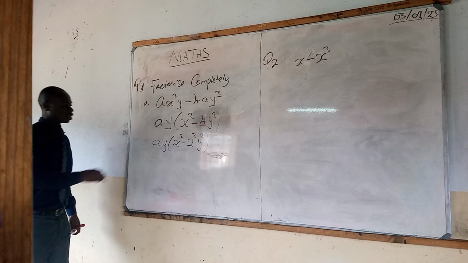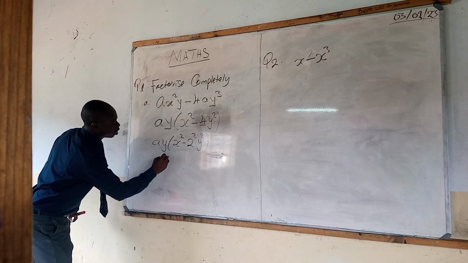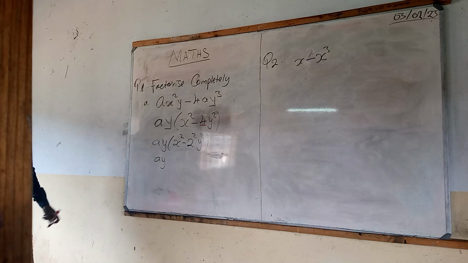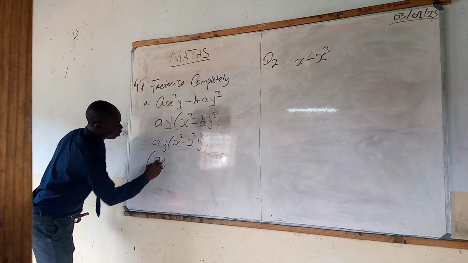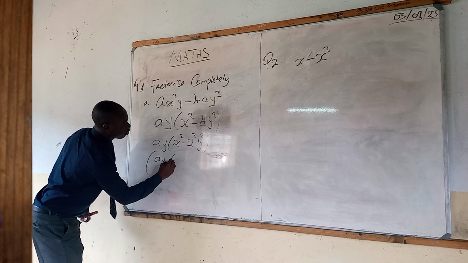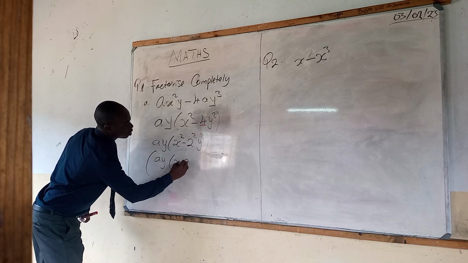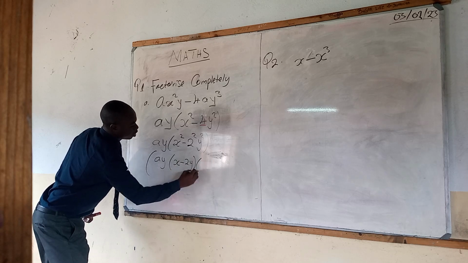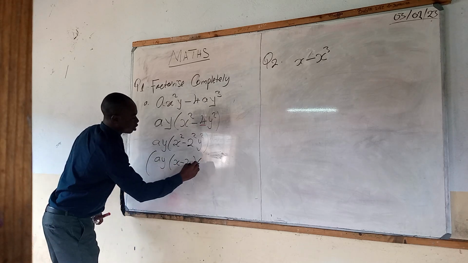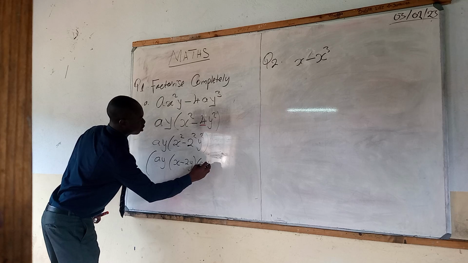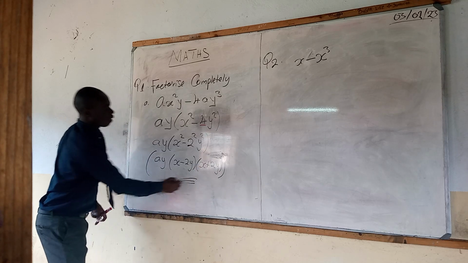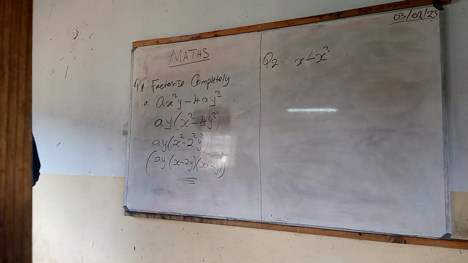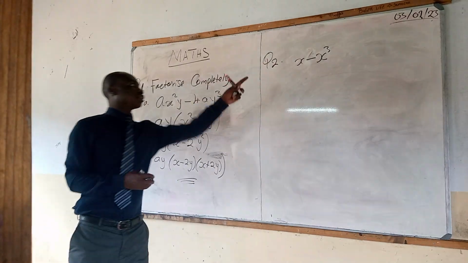Now we are moving. Then from here we have ay. We can write this in difference of 2 squares. Okay, so we are going to have x minus 2y, right? And then we have x plus 2y. Done, right? Then this other one.